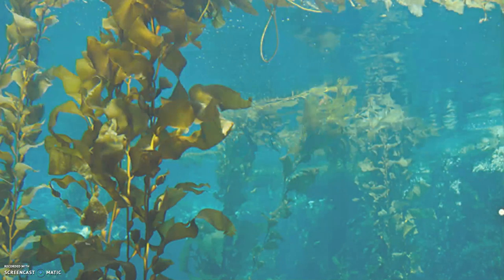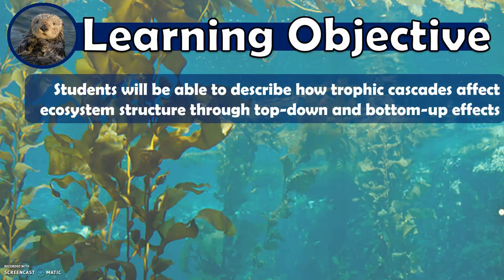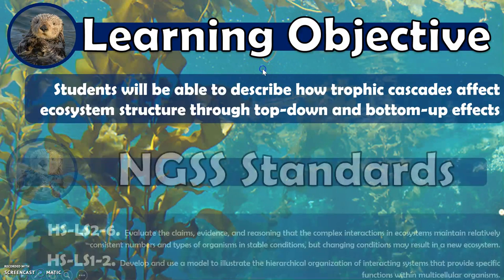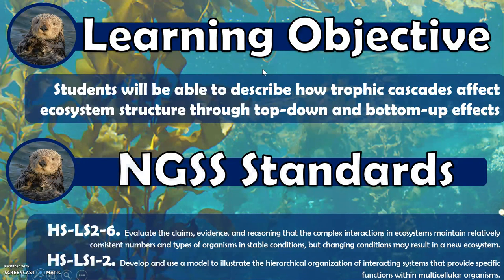As we're getting into this topic, we're going to make sure that we have a couple of objectives to keep us focused. Your primary objective during this video lesson is that students will be able to describe how trophic cascades affect ecosystem structure through top-down and bottom-up effects. And this objective is mirrored within a couple of our pertinent Next Generation Science Standards.